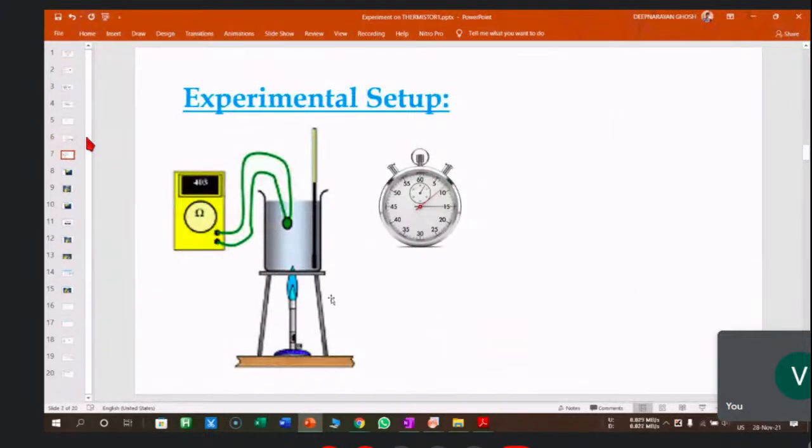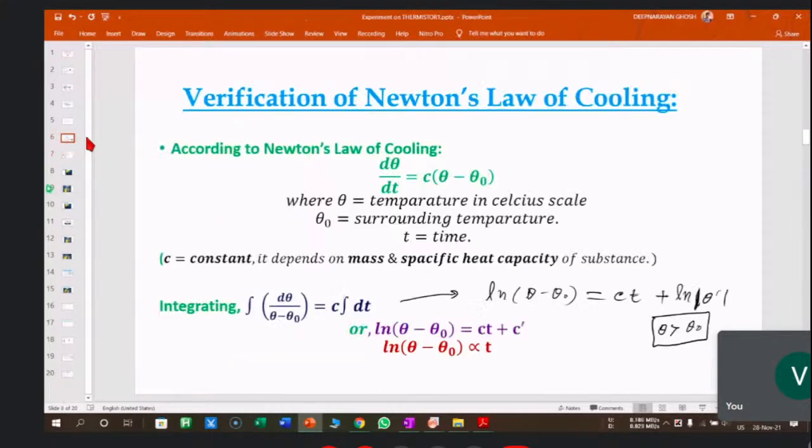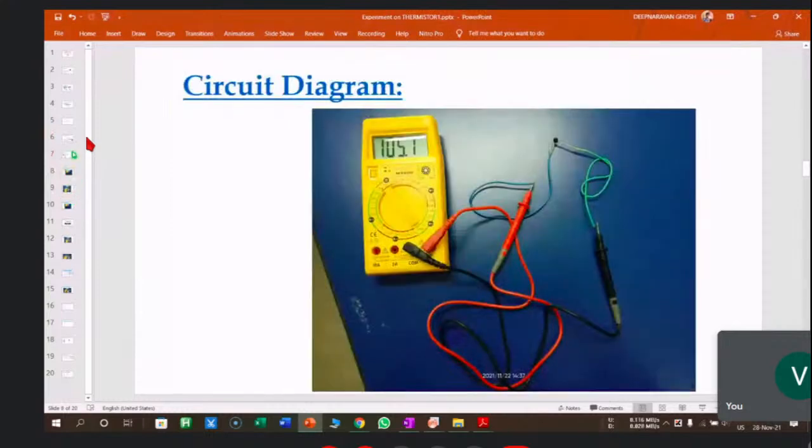So in our experimental setup, we need a multimeter and a thermistor. It is very cheap. We can get it at a price of 2 to 5 rupees. To verify Newton's law of cooling, we need a stopwatch. We all have a mobile phone, which is also a very sensitive stopwatch. And we need some hot water. To get hot water at home, we have a gas stove. By this we can heat the water, and we also need a thermometer. We have to buy a thermometer, and a multimeter.